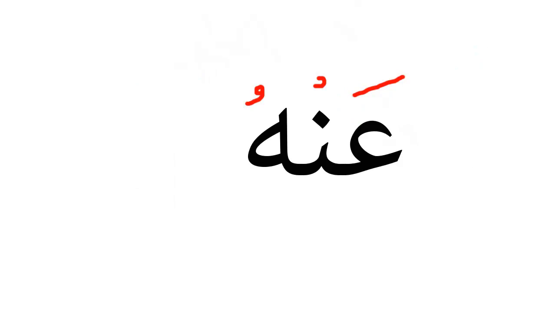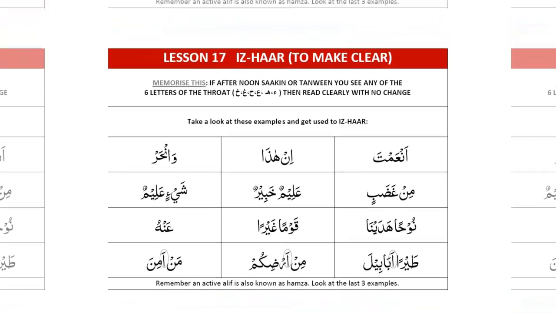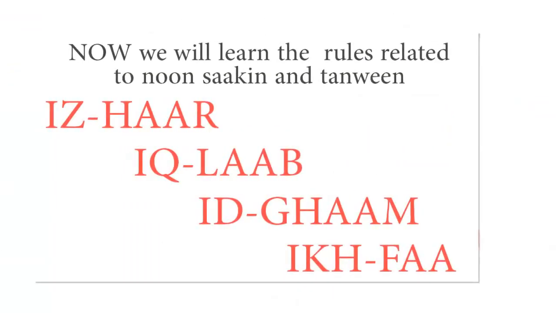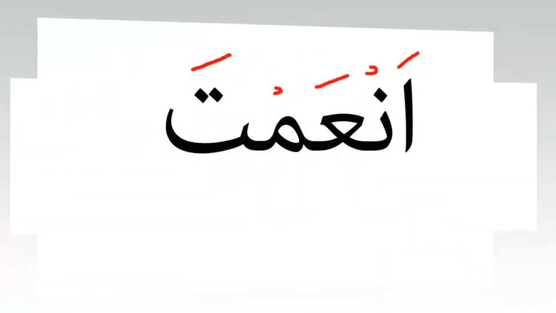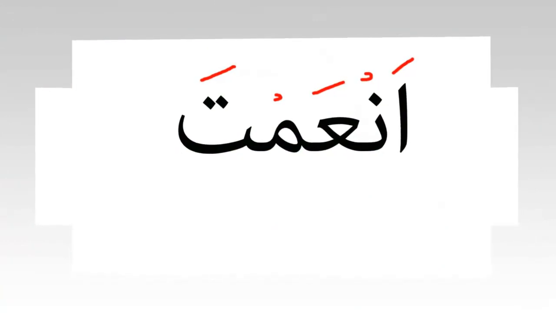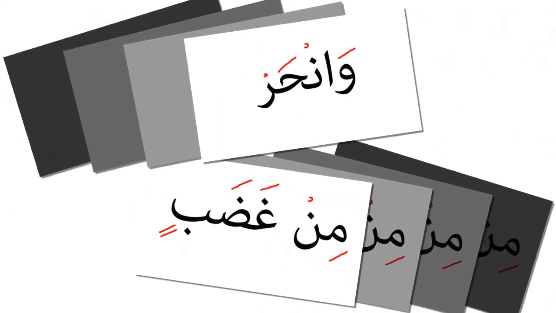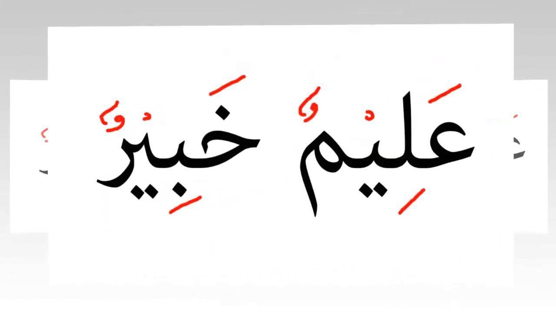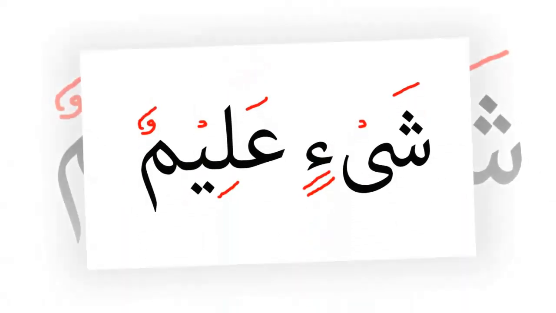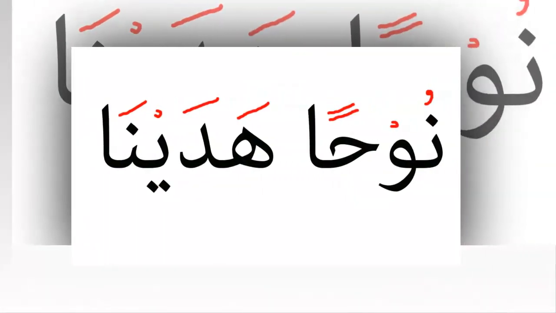Right, these last 3, if you recall, I mentioned earlier that if you have an active alif, it's actually a hamza. So if after noon, sakin or tanween you see an alif, it will be in this rule. Well, it's not an alif, it's a hamza because it's active. In this alif state, the hamza, it's going to be izhar, therefore read clearly. So طيرا أبابيل. The ra has a tanween after it, there's a hamza. We don't know this as an alif anymore. We know it as a hamza because it's active.